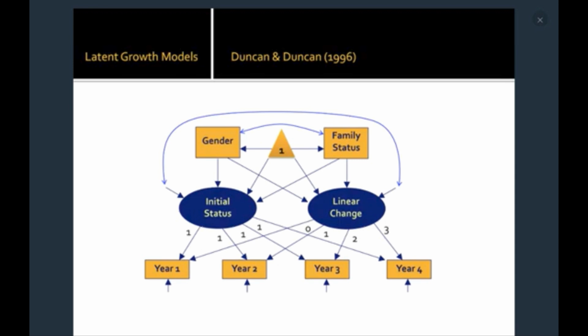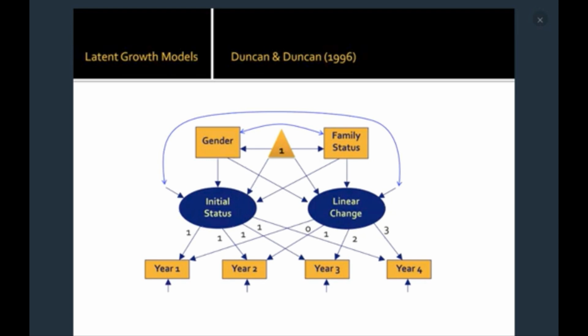Gender is now predicting initial status and linear change. So we might make a prediction that is something like male adolescents are more likely to drink more alcohol at year 1. That would be the relationship with initial status. And male adolescents are also more likely to increase over time in their alcohol use. That would be predicting linear change. Family status, let's say someone from a single-parent household may be more likely to engage in alcohol behavior at year 1 and also more likely to change more quickly over time, increase, let's say, over time more quickly. Those could be hypotheses that represent those predictions there.